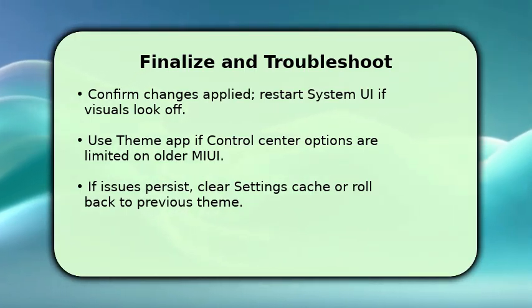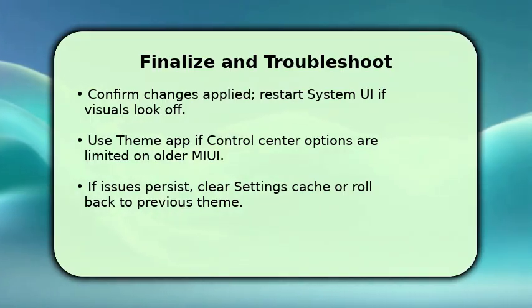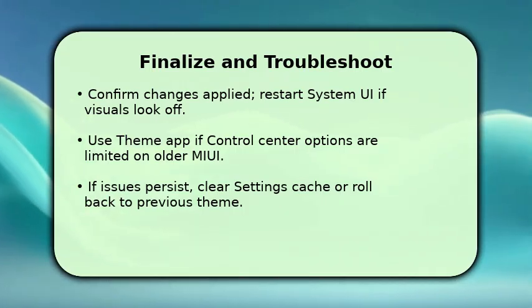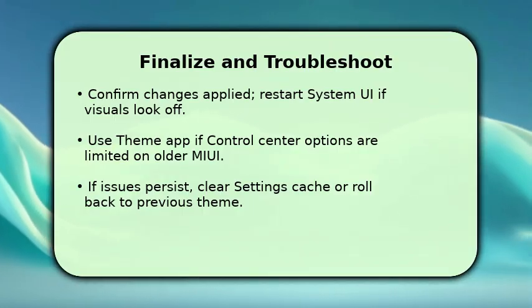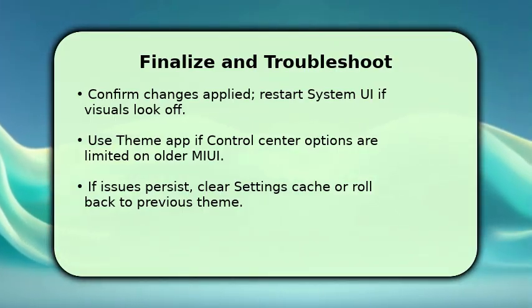If the Control Center menu lacks options, open the Themes app to install a compatible theme or switch MIUI layout modes. If problems persist, clear settings, cache, or revert to your backed-up theme. These final steps ensure stability and let you iterate safely on appearance choices.